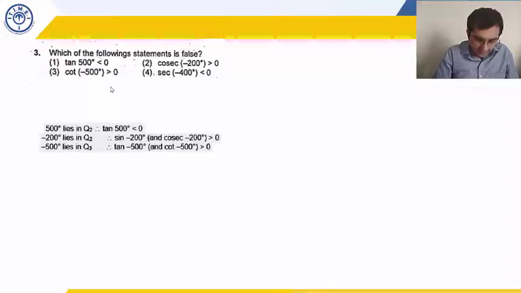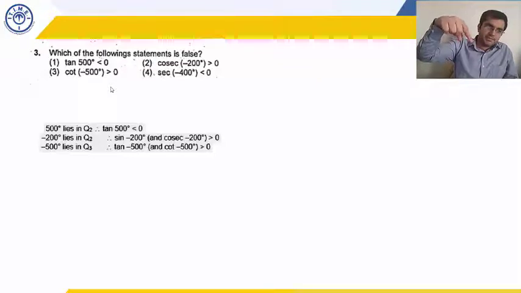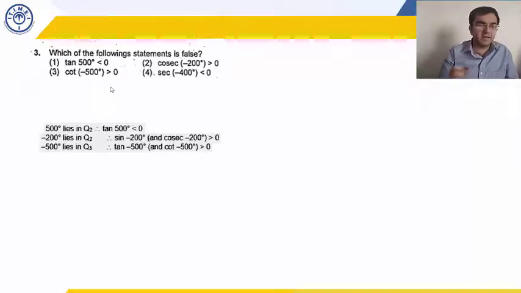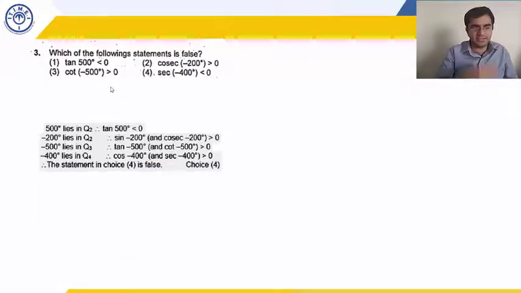Okay, let's go for sec minus 400. So in the minus direction, you complete 360 degrees and another 40 degrees. So that means you are in the fourth quadrant. Sec of the fourth quadrant will be positive because cos and sec are positive in the fourth quadrant. So statement number 4 is false. The answer is choice number 4. Very, very good question for basics. Write this down.